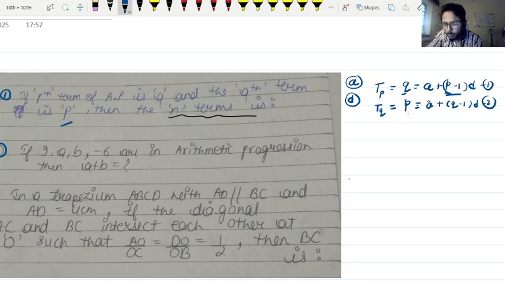Divide. Okay, I'm going to divide it. No, we have to subtract it. We cannot divide it, we have to subtract it. Subtract the first equation from the second equation.